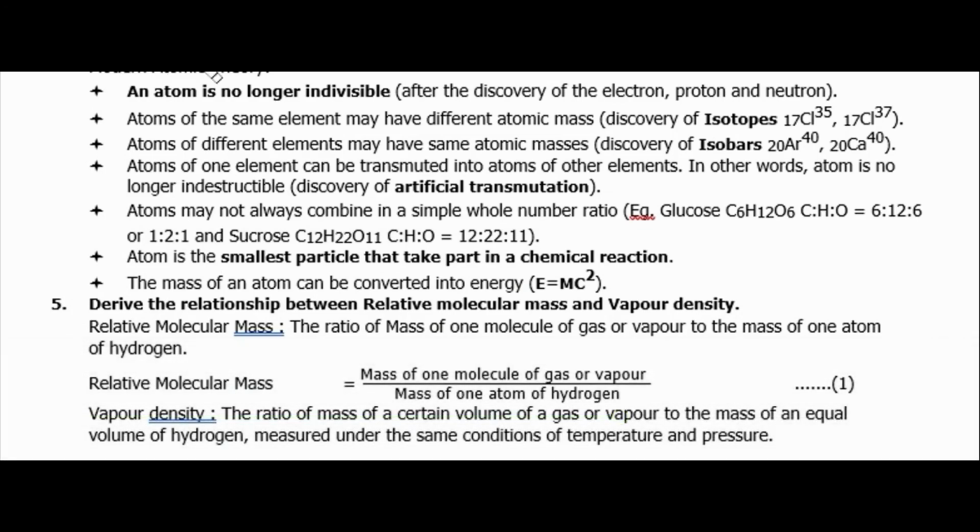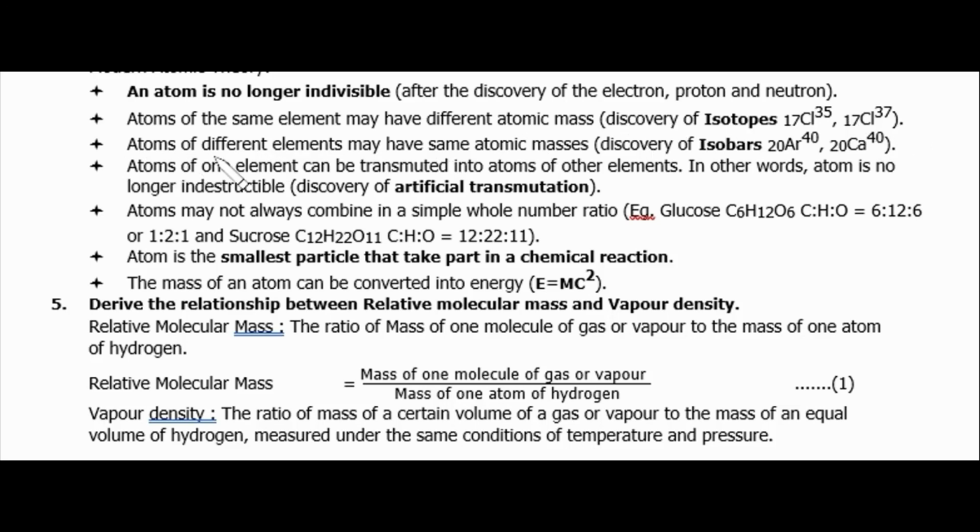Next, give the sources of atomic theory. First point, an atom is no longer indivisible after the discovery of the electron, proton, and neutron. Second one, atoms of the same element may have different atomic mass. Discovery of isotopes: 17Cl35, 17Cl37.